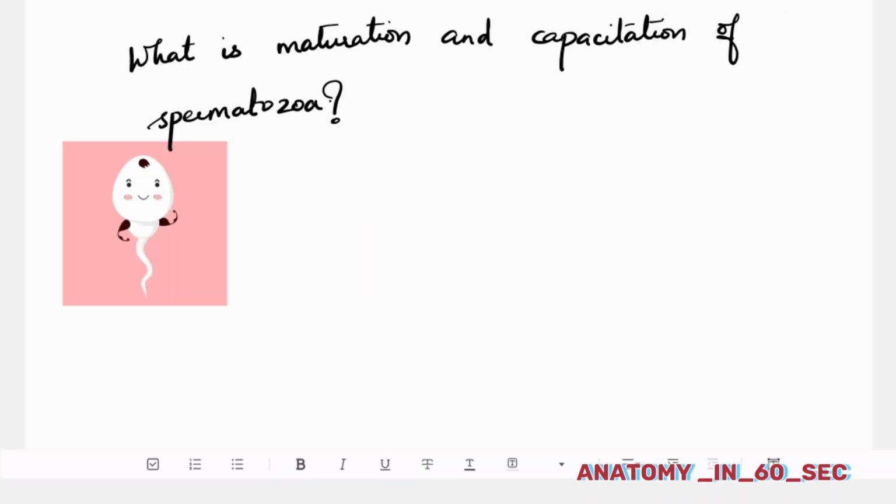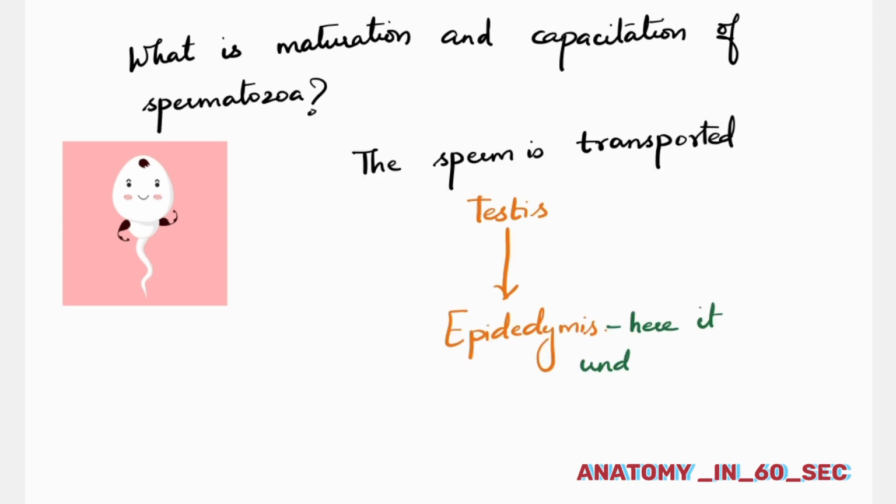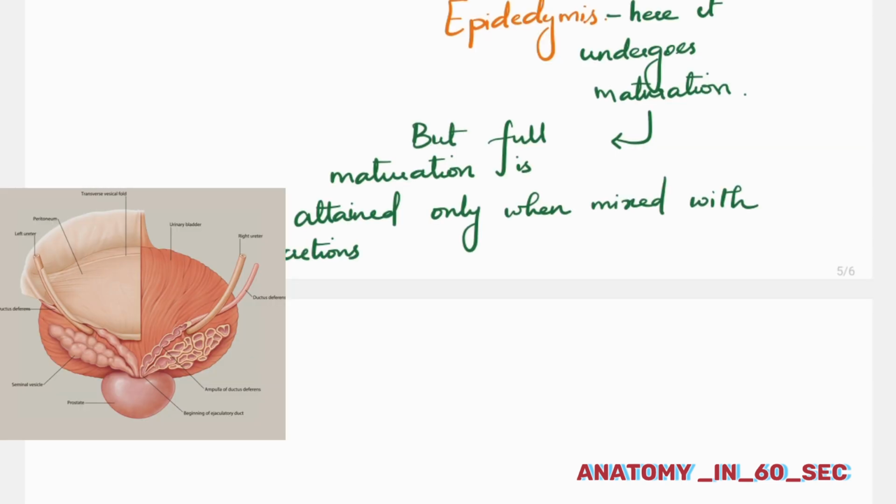What is maturation and capacitation of spermatozoa? The sperm is transported from the testis to the epididymis. In the epididymis, it undergoes maturation. Full maturation is attained when it is mixed with the secretions of the prostate and seminal vesicle.